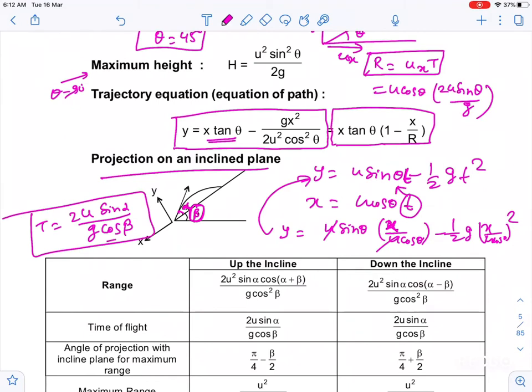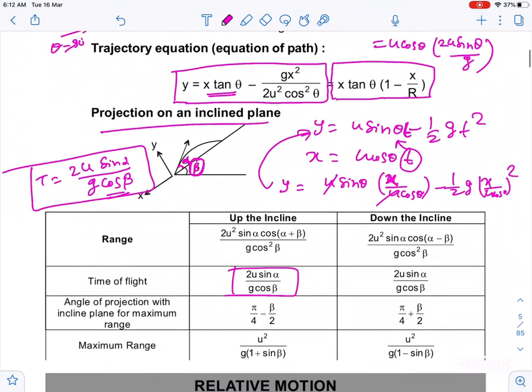cos beta term will come. This is very simple to remember. Why cos beta comes? Suppose beta is 0 degree, so this becomes 1. So 2u sin theta sin alpha by g. This justifies the same formula. So time of flight, you can simply write this.